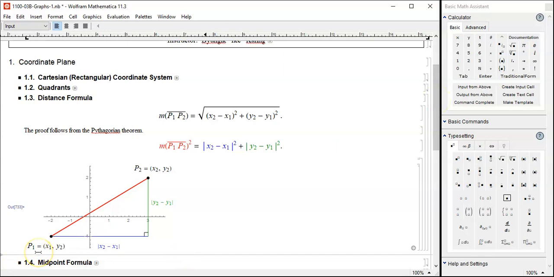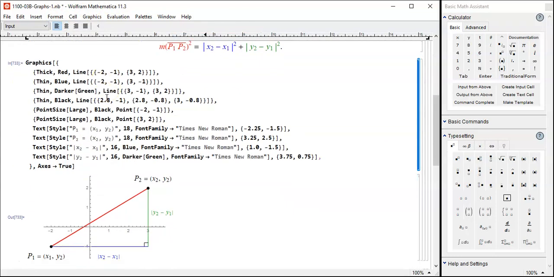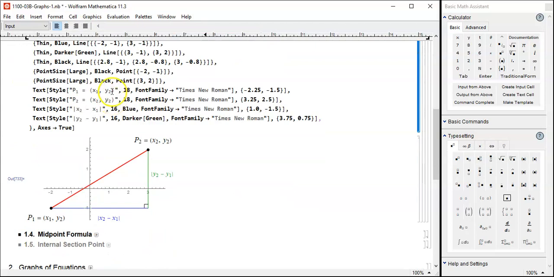You have 2 points, x1, y1. Oops, excuse me, a typo. First point should be x1, y1. Excuse me, sorry about that. Let me correct the typo.